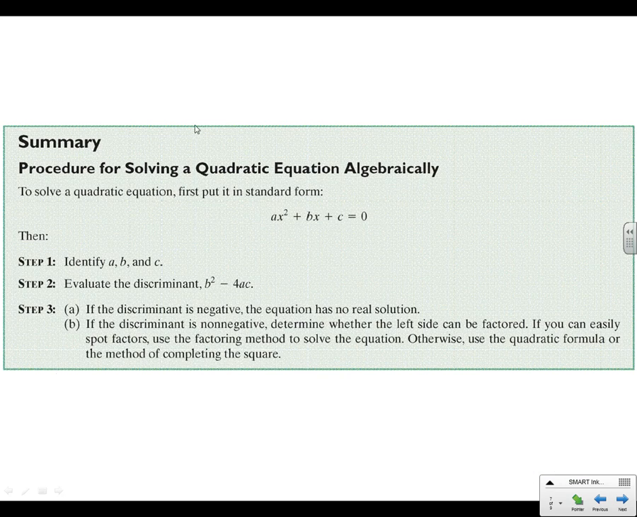All right, so nice little summary here for solving the quadratic algebraically. First, we figure out a, b, and c. We get the discriminant, b squared minus 4ac. And it's kind of nice to do that first because if it's negative, we're done.